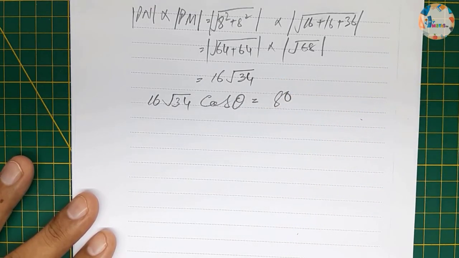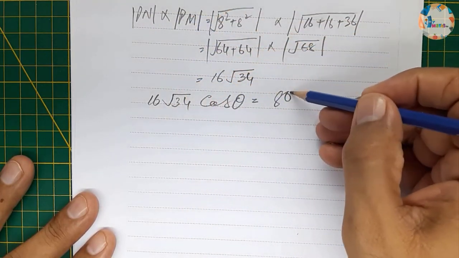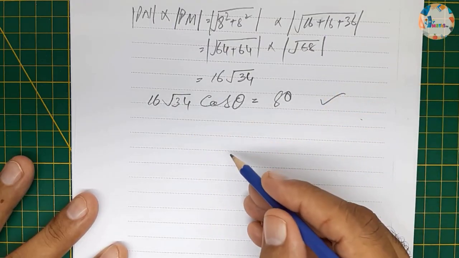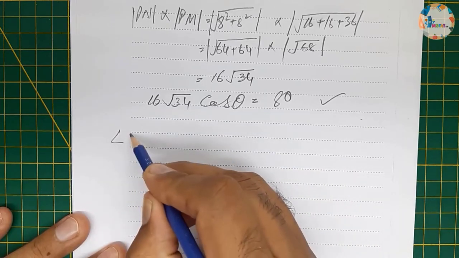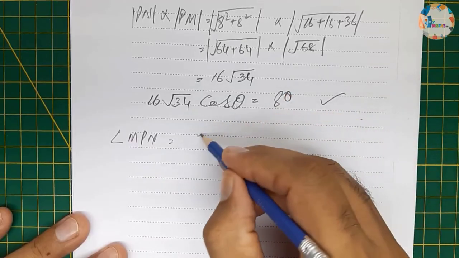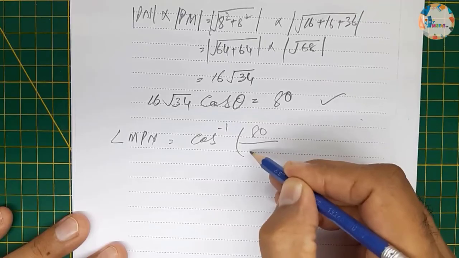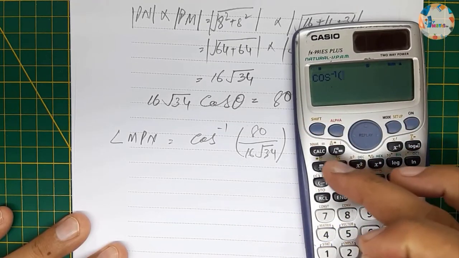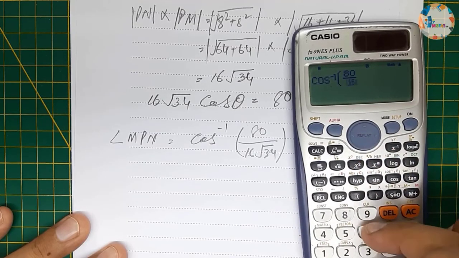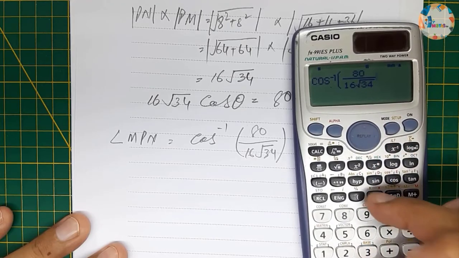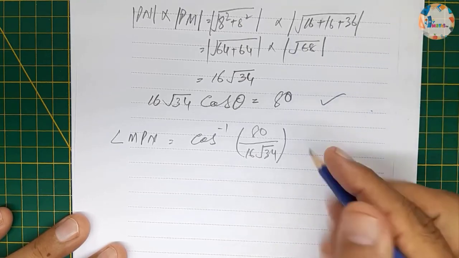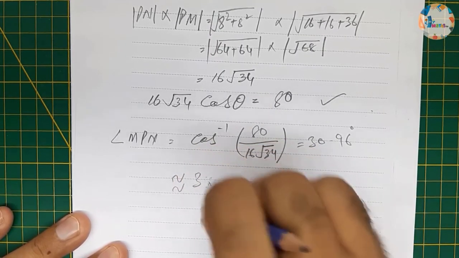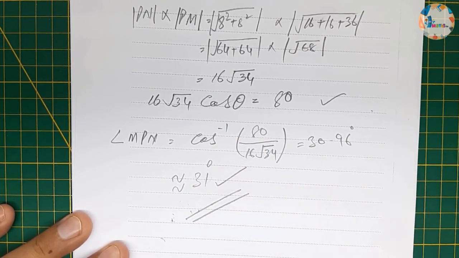So the formula is magnitude of these two times cos theta is equal to the dot product of these two vectors. So this is how we have applied this formula, and after this we just have to calculate the cos inverse. So angle MPN will be equal to cos inverse of 80 over 16 root 34, and this will give us a value of 30.96 degrees, approximately equal to 31. So we can write 31 degrees. This will be our final answer to this question.